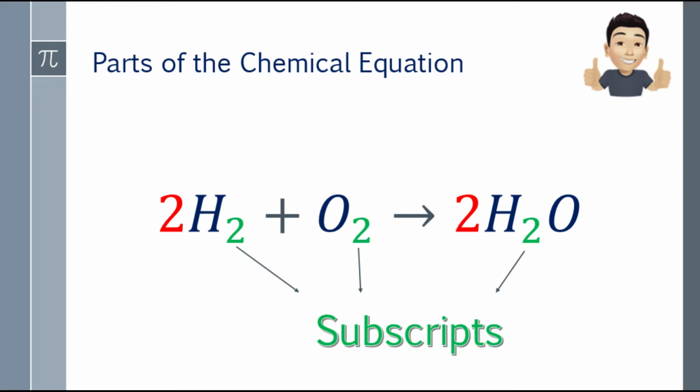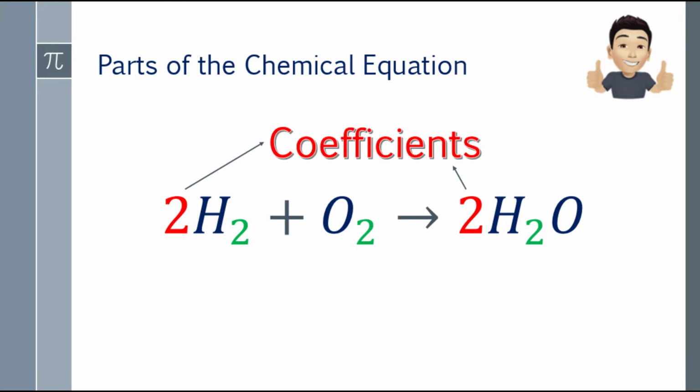Okay? So, for the reactant side, for the hydrogen and oxygen, they have two subscripts. So, that will be 2 hydrogen and 2 oxygen, respectively. And sa product side naman, we have 2 na subscript para sa hydrogen. So, that will be 2 hydrogen atoms. Papansin nyo, sa oxygen, wala siyang subscript. Automatic yun, 1 lang yun. 1 oxygen atom.